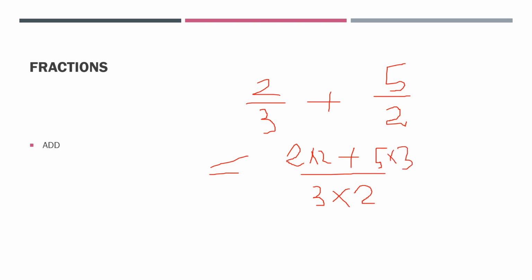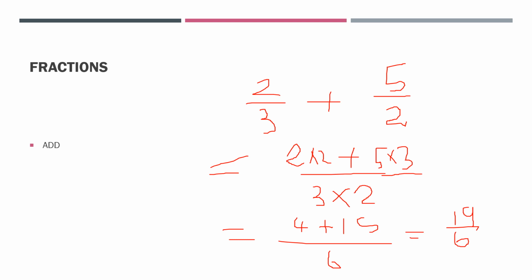Okay, and then this fraction of ours can just simplify. 2 multiplied by 2 is 4, plus 5 multiplied by 3, which is 15. At the bottom is 3 multiplied by 2, which is 6. And then it will simplify to 4 plus 15, which is 19 all over 6. So that is how you add your fractions.